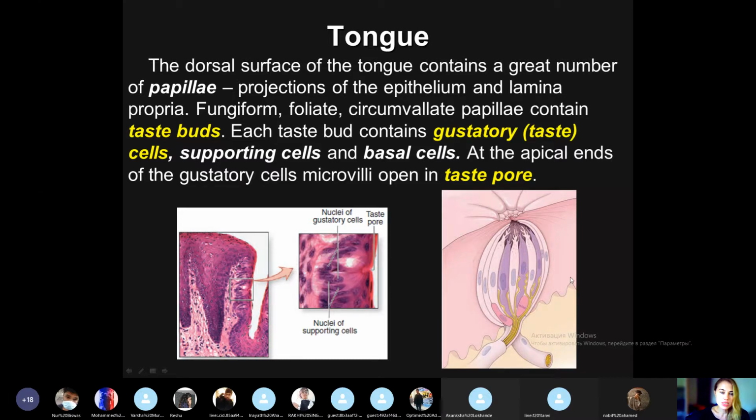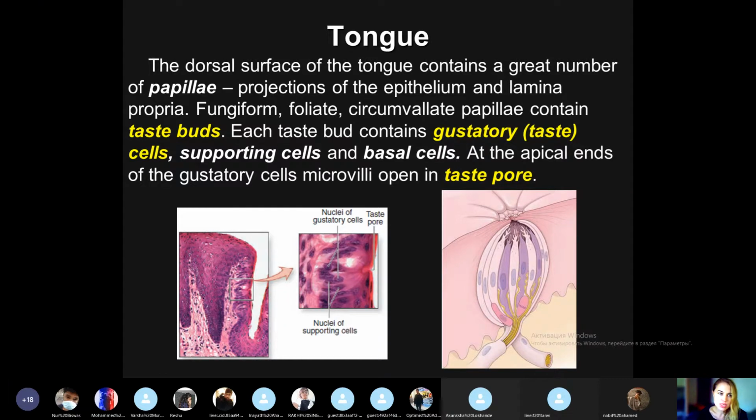In this diagram, we can see the cellular composition of the taste bud. The taste bud consists of three types of cells. The gustatory cells, over here we can see them as a bright violet color. The light pink color are supporting cells, and the bright pink color in the base are basal cells. So each of these cells provides its own role.